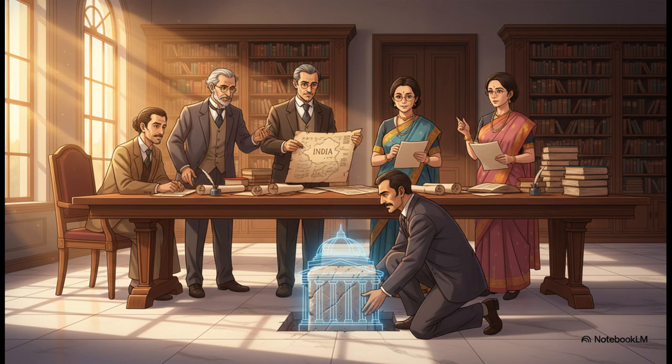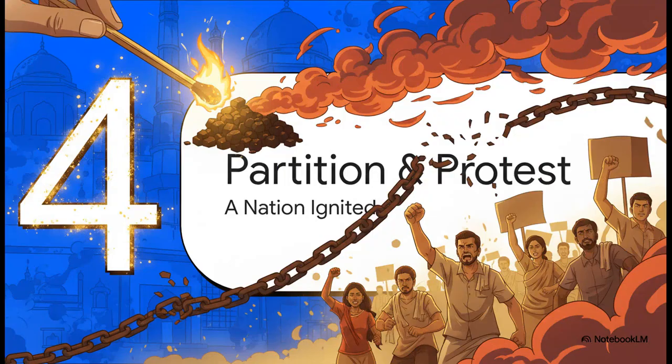So for the next 20 years, from its founding in 1885 all the way to 1905, the Congress was really shaped by these leaders called the moderates. And it's so important to get their strategy because it was totally different from the more aggressive politics that came later. These guys weren't revolutionaries, they were more like architects, patiently trying to build the foundation for a national movement. But the slow and steady pace was about to change, dramatically.